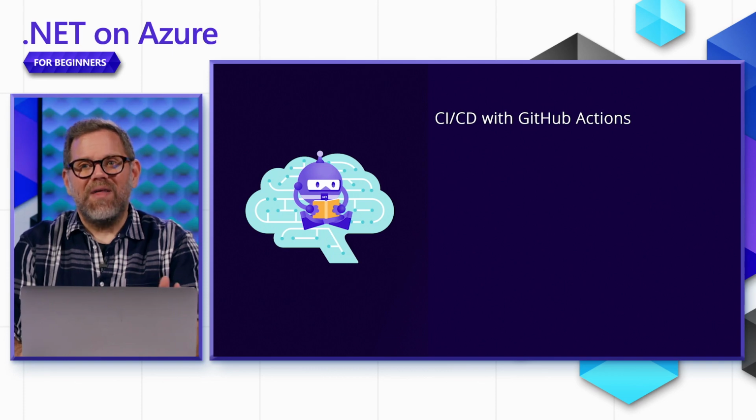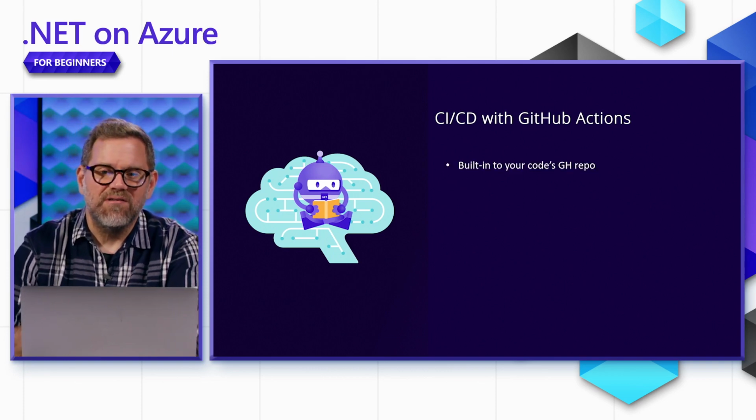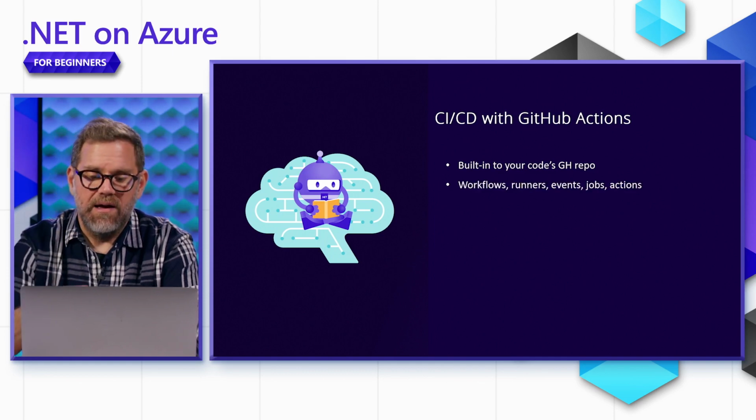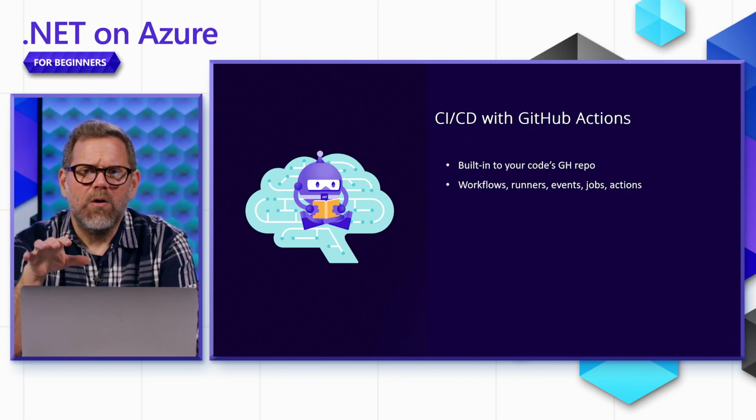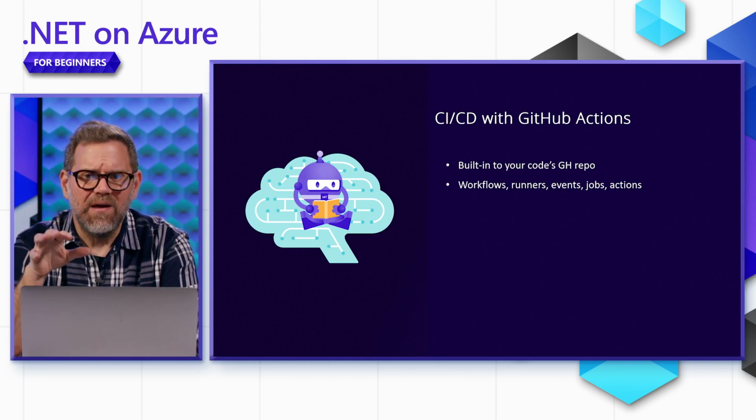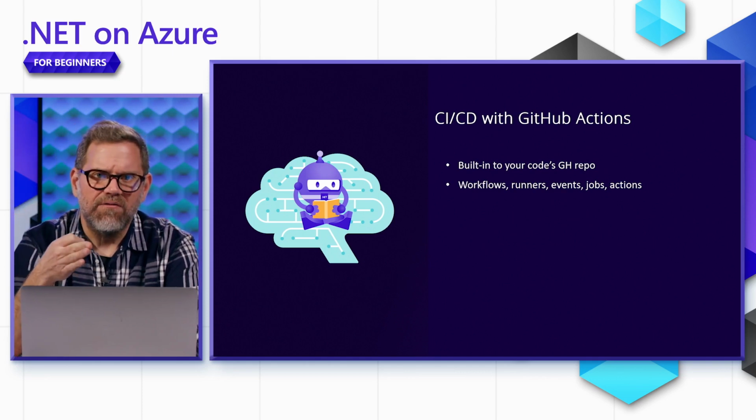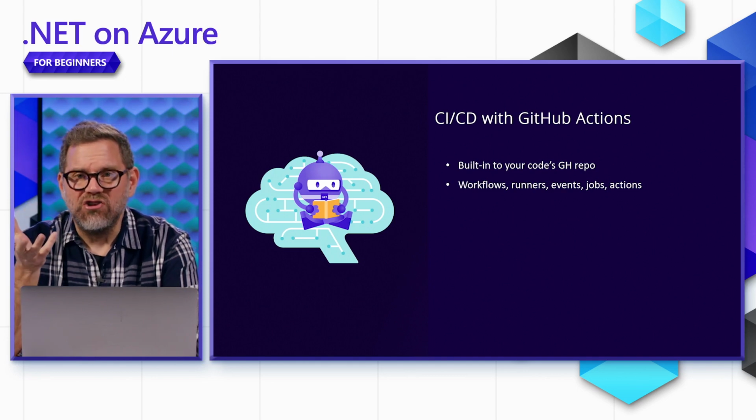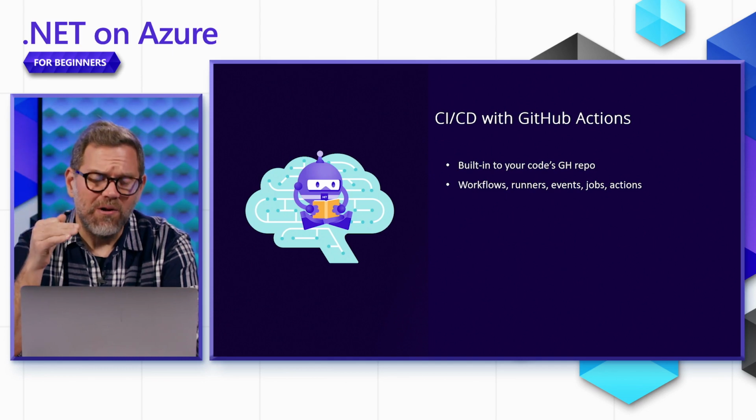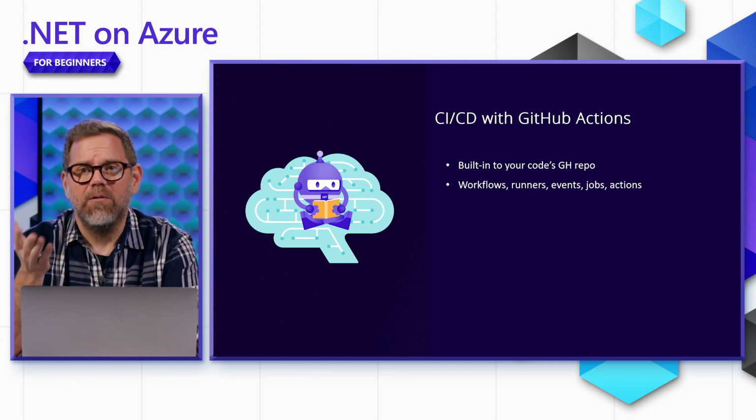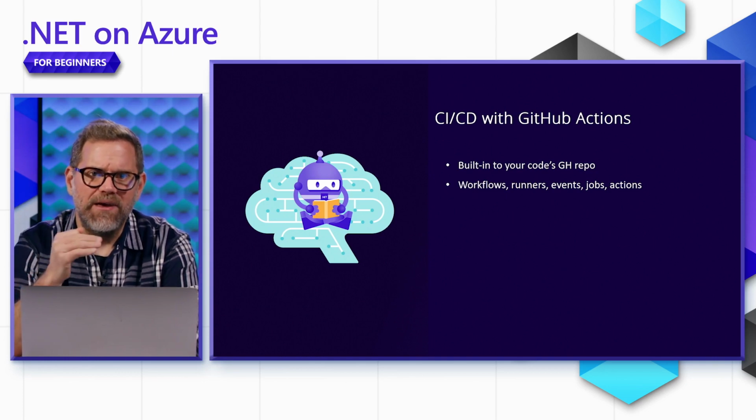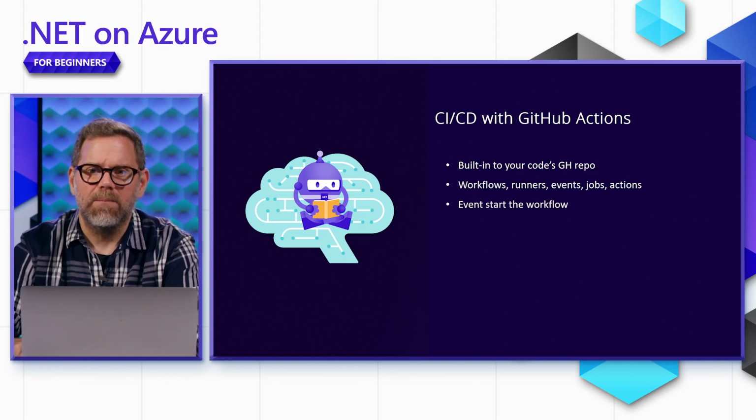All right, so that's CI/CD with GitHub Actions. It's built into your code's GitHub repo. And we looked at a little bit about what workflows are, what the runners are, the server that it runs on, essentially, what events are, what kicks off the action itself, what the jobs are, or grouping of a set of actions, and the actions themselves, which can be built-in actions provided by GitHub, or the one that we saw provided by Azure, which deployed it, or actual scripts that you run, such as the .NET Build script.